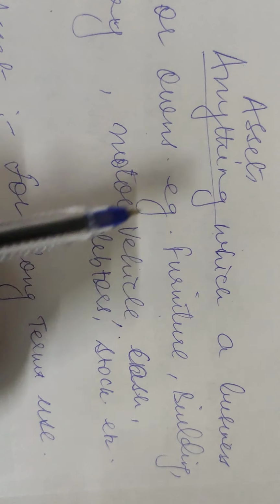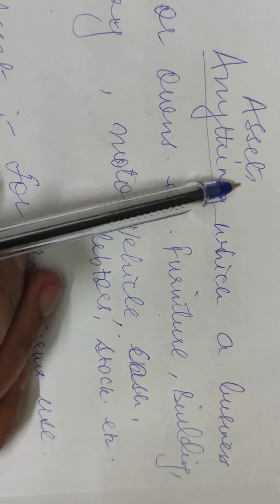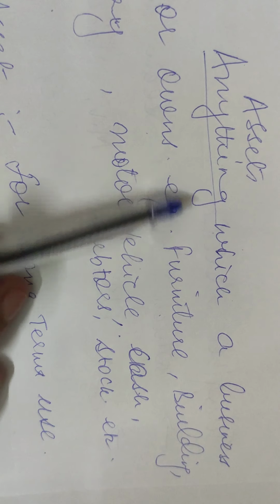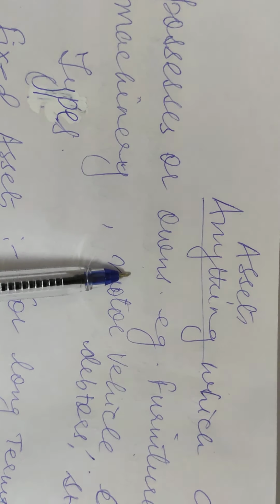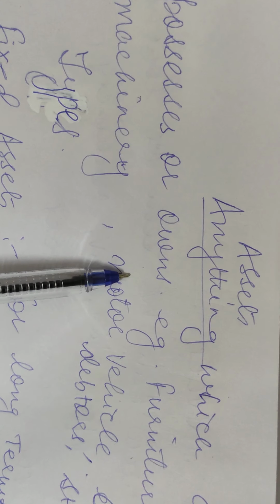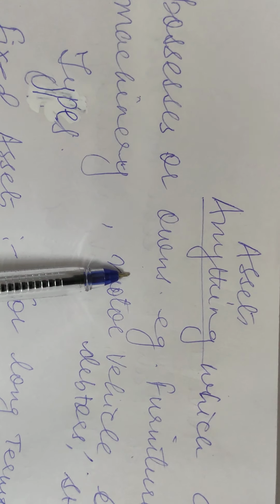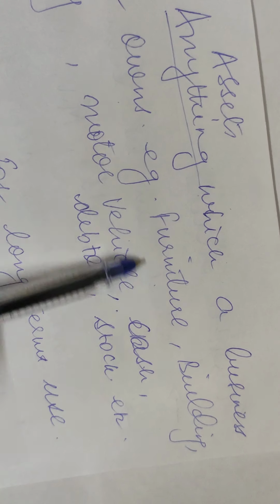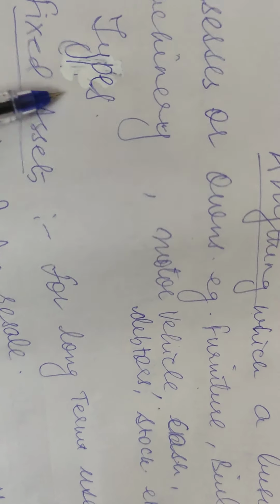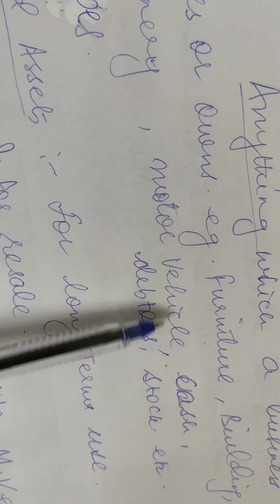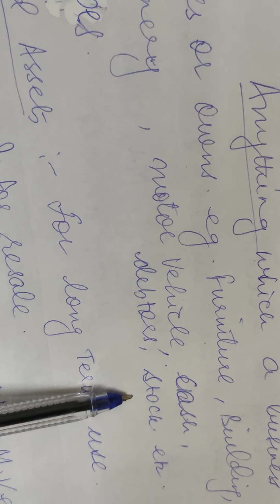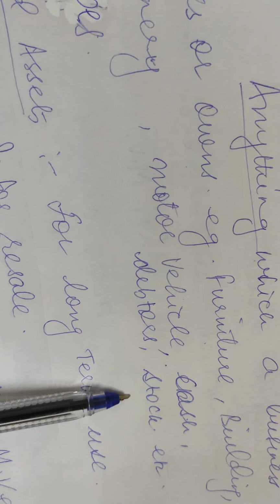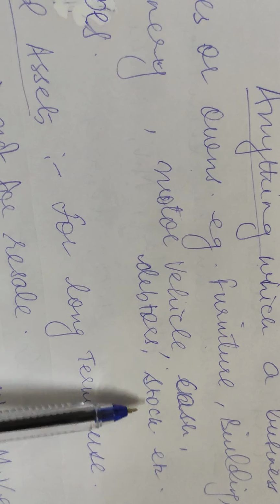Video 1. The term assets refers to anything which a business possesses or owns. It means anything which you have purchased and belongs to you is an asset. Example: furniture, building, machinery, motor vehicle, cash, debtors, stock, because these are your own things. So that's why they are referred to as assets.